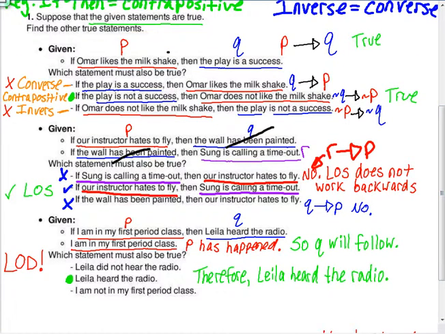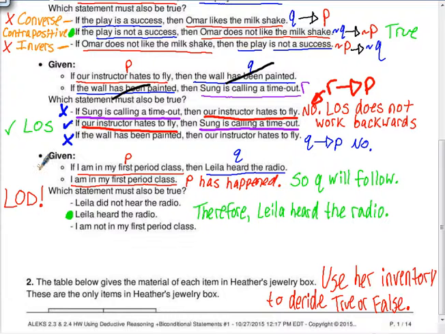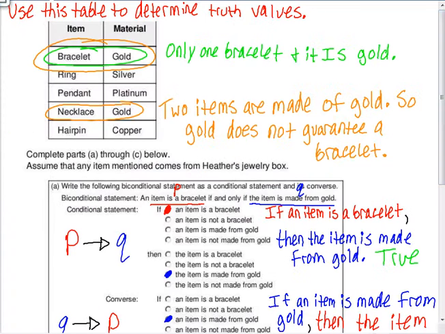It says the table below gives the material of each item in Heather's jewelry box. These are the only items in Heather's jewelry box. In other words, I want you to use her inventory. That's how you'll decide whether something is true or false. Do not use what you think you know about the real world. Just limit it to what she has. So in other words, use this table to determine any truth values.